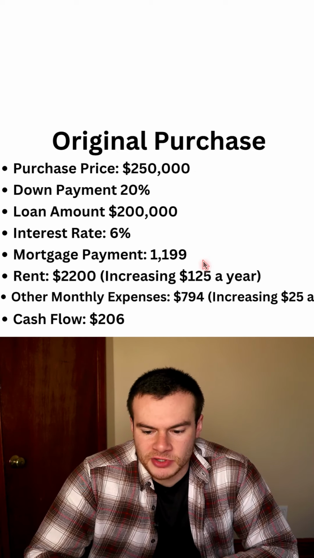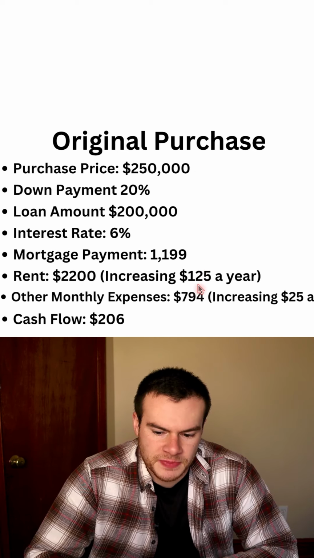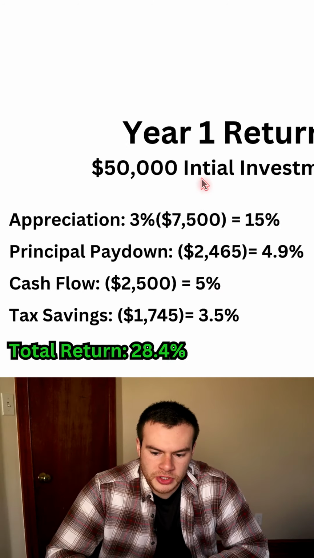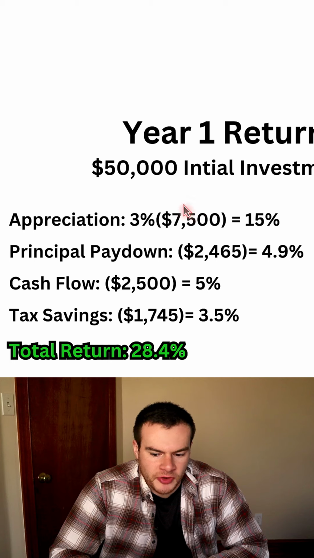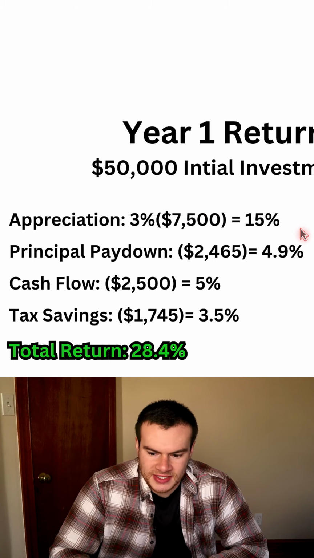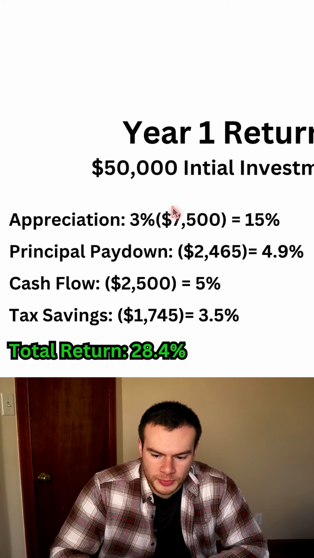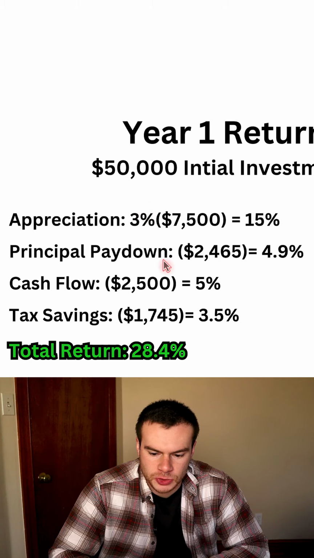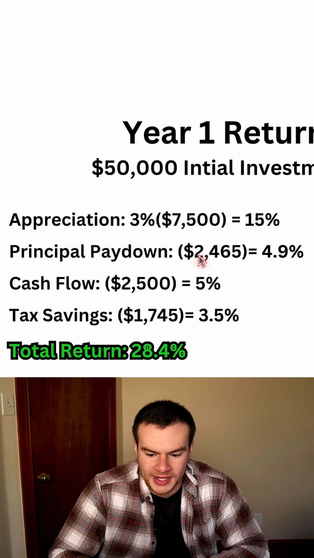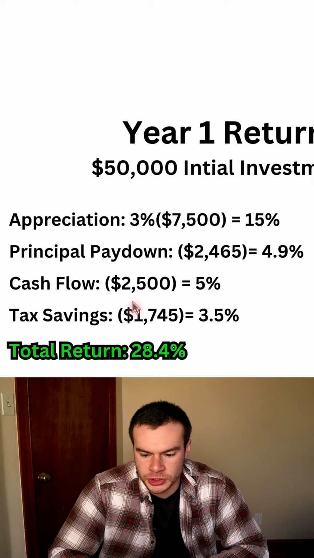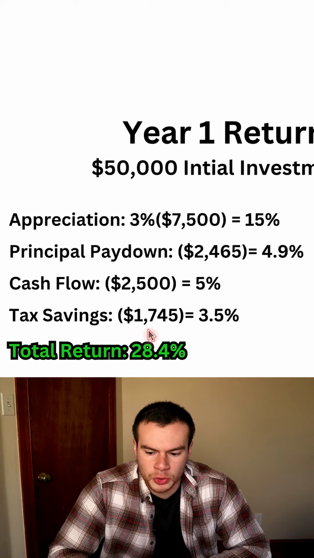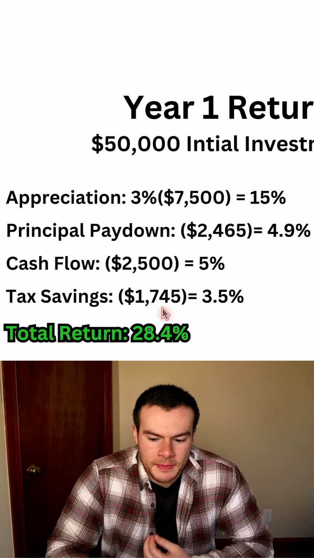Let's say rents increase $125 a year and other expenses increase $25 a year. Your year one return on your $50,000 investment would be $7,500 from appreciation, so 15%. This is with a normal appreciation rate on the property's value at 3%. About $2,500 from principal paydown and cash flow, so 5% each. And these tax savings are based on if you made $100,000 in income, that would give you a return of 3.5%. So your total year one return would be 28.5% on your down payment, which is an amazing return, right?